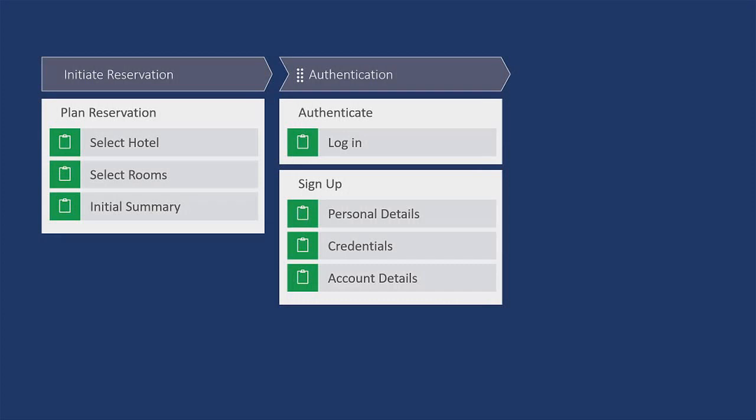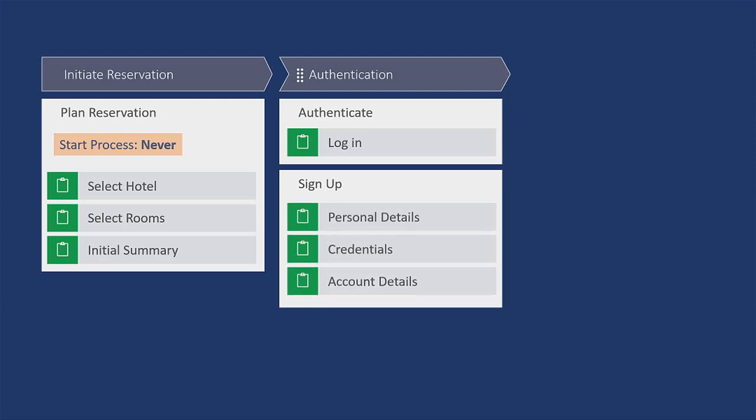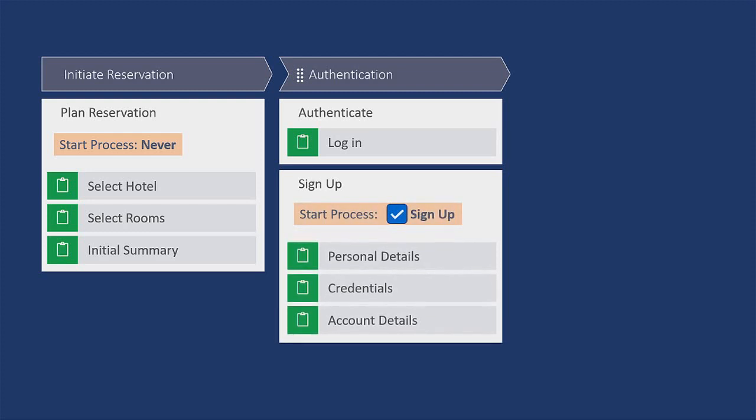One of the changes that we are going to do in this video is that we are going to add some conditions in some flows. The first condition is going to be in the plan reservation process. We are going to skip this process so that we go directly to the authentication stage. Another condition is going to be on the sign up. We will only start this process if the sign up checkbox is checked.